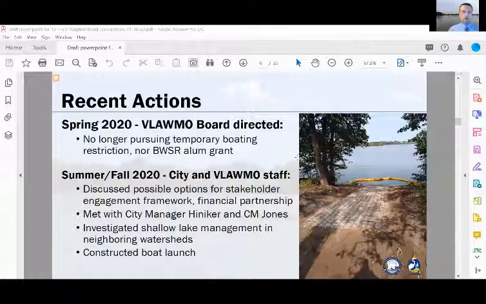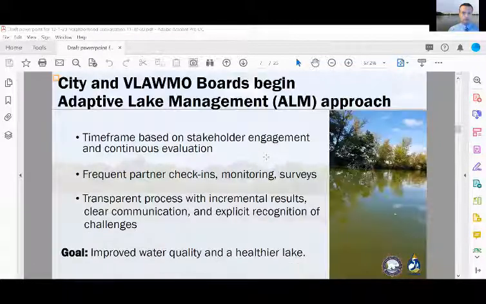Then in the summer and fall of 2020, the city and Velamo staff started brainstorming and discussing ideas and options related to stakeholder engagement and financial partnership, and then talked about some of those ideas and options with City Manager Heinecker and Councilmember Jones. We also spent a lot of time doing research, investigating other shallow lakes that were impaired in our neighboring watersheds. Lastly, we constructed a managed access boat launch, which could be accessed by city staff or Velamo staff to implement the actions that you're going to hear about tonight to try to make a healthier lake.